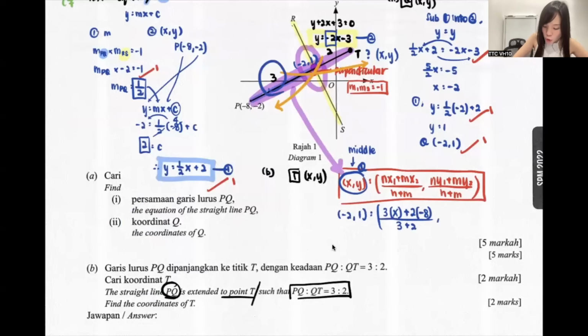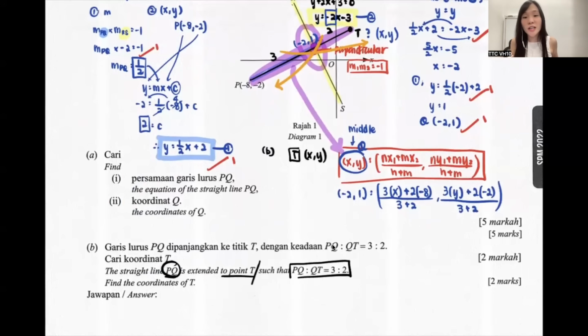So next one, 3 times the y, plus 2 times this y. Isn't it 2 times negative 2? Divide by total ratio, 3 plus 2. Now, isn't it up to here? So up to here, how do I continue?